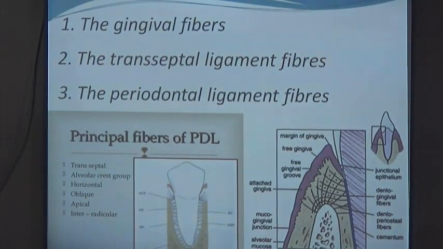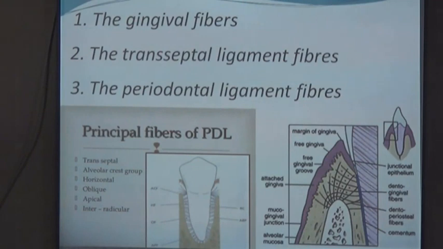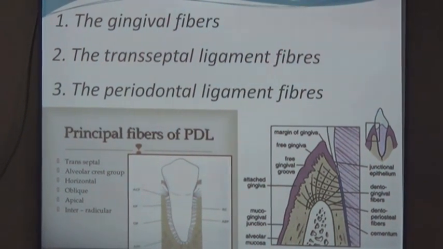The principal fibers are gingival fibers, transseptal ligament fibers and periodontal ligament fibers. What is the importance of transseptal fibers? It is for both. Even in gingiva there are transseptal fibers. Isn't it? That's the main thing. In periodontal ligament fibers, the oblique fibers are abundant in nature. These two questions they usually ask. One is the oblique fiber, which is abundant in nature, and the transseptal fibers are for both gingiva and periodontal ligament.